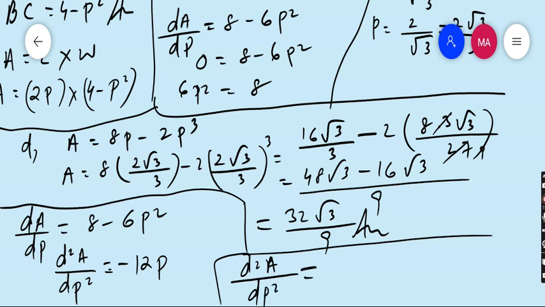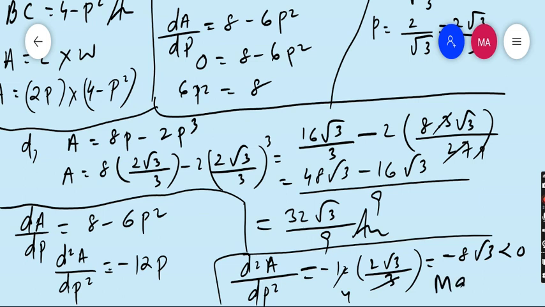The second derivative value at the value of p is minus 12, and p we have found is 2 root 3 upon 3. 3 4s are 12, minus 4 2s are minus 8 root 3, which is less than 0. It is a maximum, because less than 0 means negative. Therefore if the second derivative is negative, the value is maximum, otherwise it is minimum.